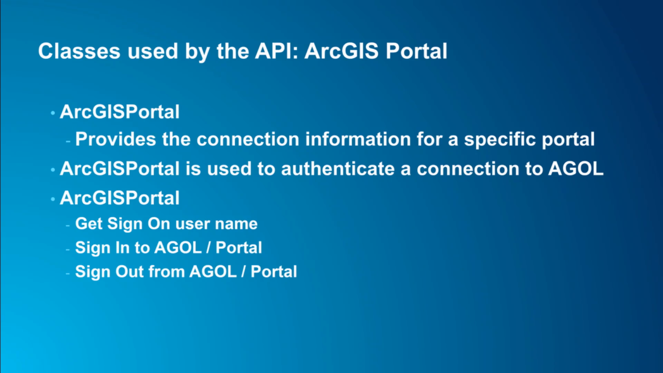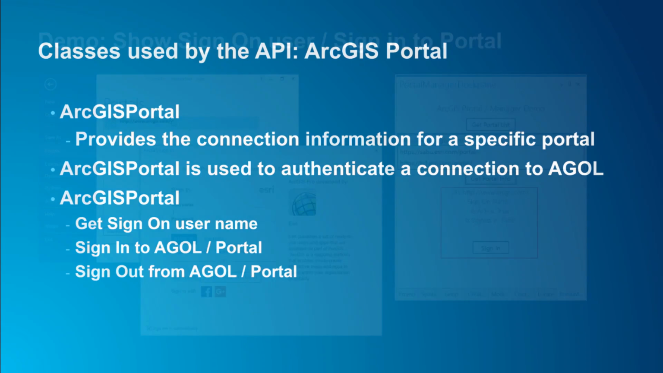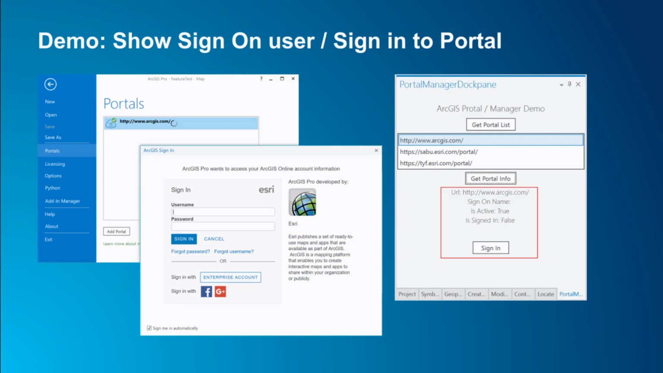So the next class we're talking about is the ArcGIS Portal class. This provides the connection information for a specific portal. ArcGIS Portal is used to authenticate a connection to ArcGIS Online. So with ArcGIS Portal, we can get the sign-on username. We can sign in to ArcGIS Online or your portal, depending on what it's pointing to. You can also sign out, that feeds right into the next demo here. So let me go back to my application.